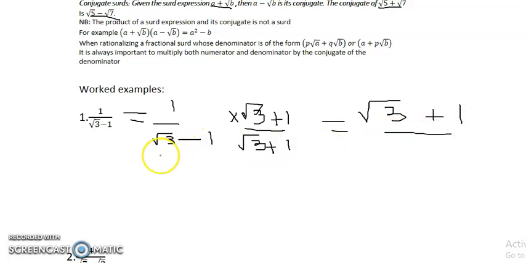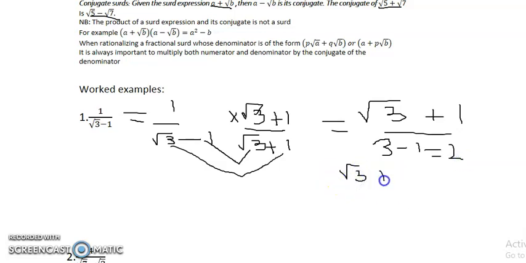Then we solve this. Now when we solve this, we get root of 3 multiplying root of 3, which gives 3. Then minus, then this root of 3 multiplies this one. Then this minus 1 multiplies this minus root of 3. So the multiplication between this and this cancels the multiplication between this and this. And this is minus 1 multiplying 1, which gives minus 1. So the answer here we get is 2. So then our final answer will be root of 3 plus 1 all over 2. All over 2, simple as ABC.